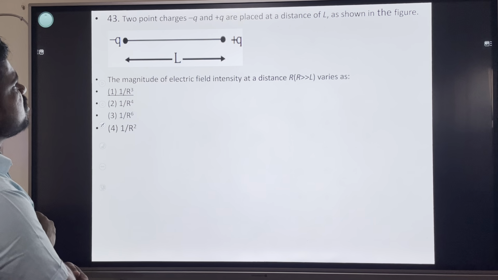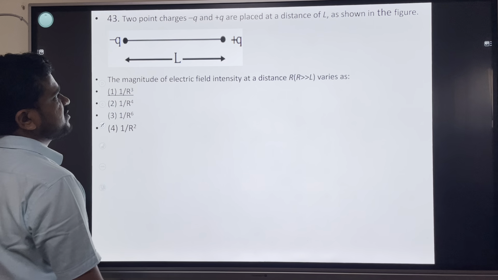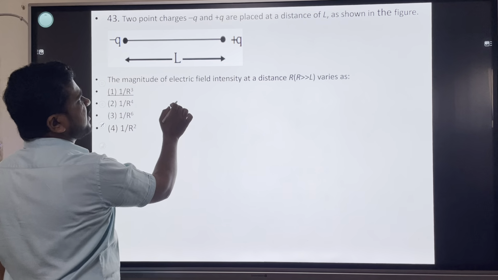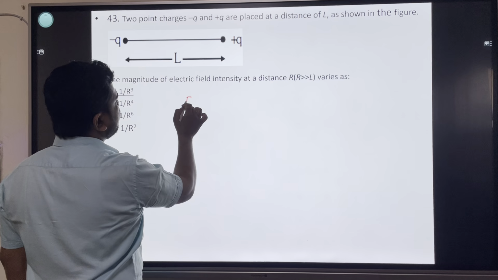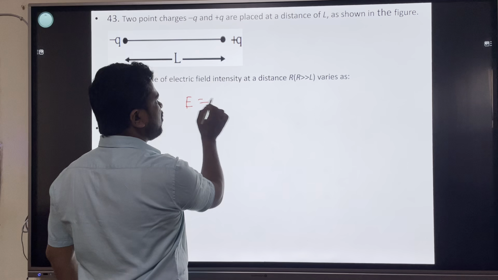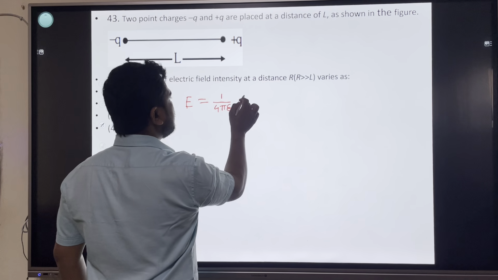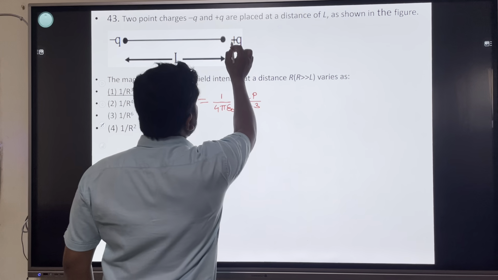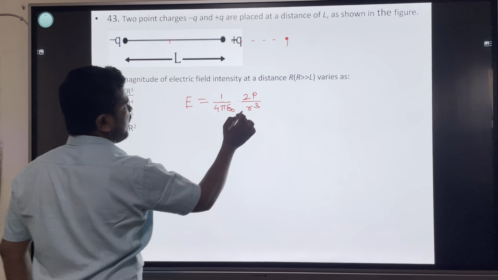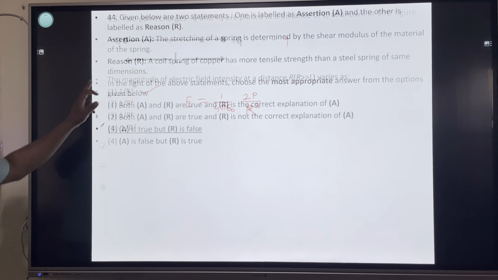Two point charges, minus q and plus q, are placed at distance L as shown in the figure. The magnitude of the electric field intensity varies at distance r along the axis. The magnitude of electric field E is 1 upon 4 pi epsilon 0 into 2p divided by r cube along the axis. So it is inversely proportional to r cube.